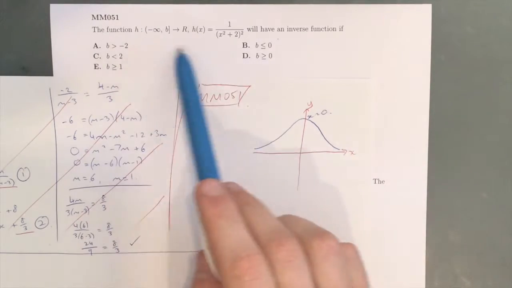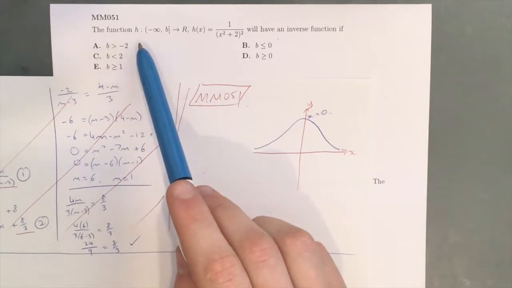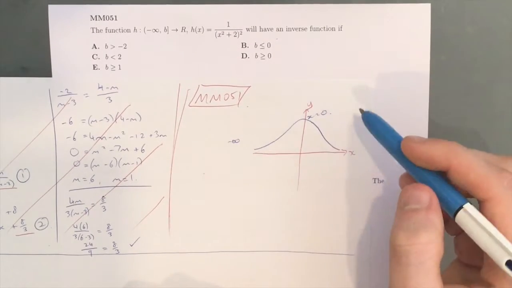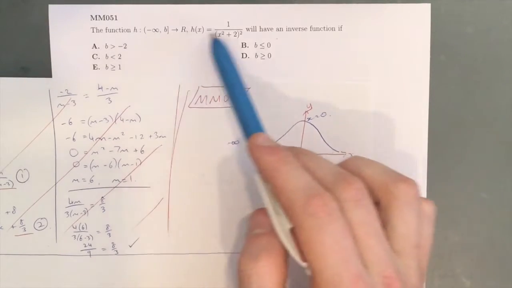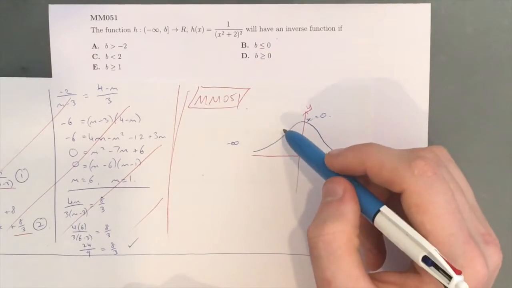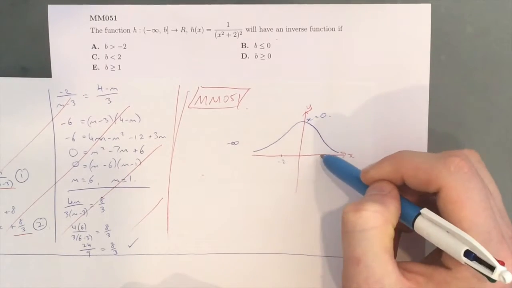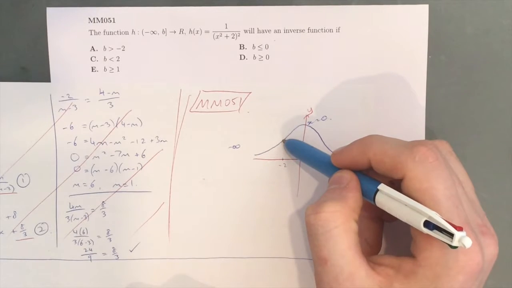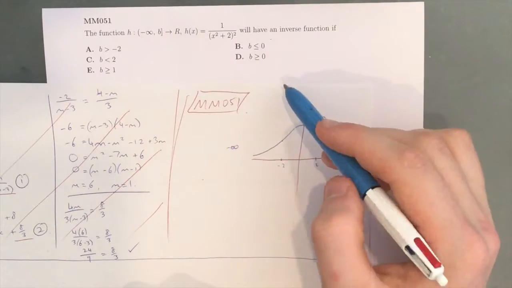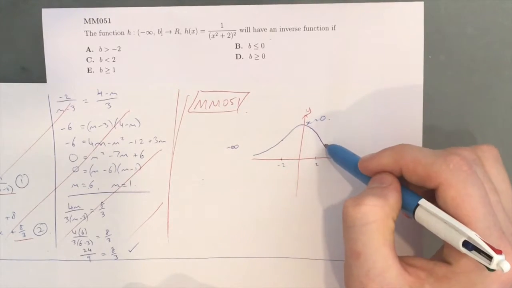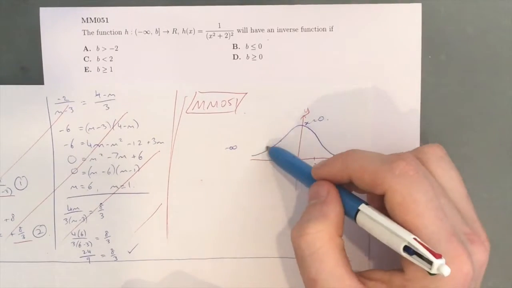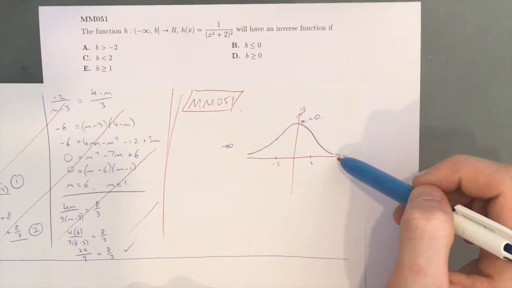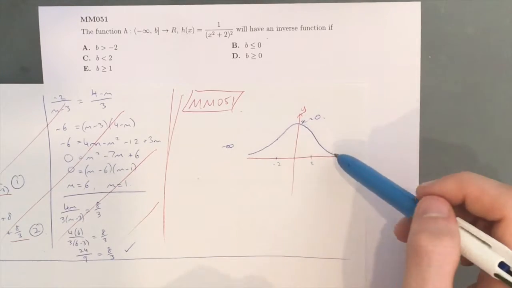So let's just run through the list and see which ones apply to this. So we've got our domain. It starts at negative infinity, which is all good, and it goes up to b. So if b is greater than negative 2, let's call negative 2 here. Let's call that positive 2. If negative 2 is here and b is greater than negative 2, that includes all this part here, which doesn't actually work because that creates a many-to-one function. And what we're looking for is a one-to-one function, so that doesn't actually work.